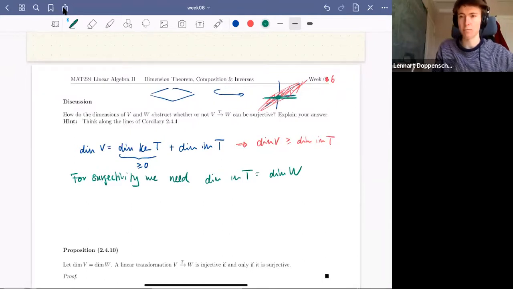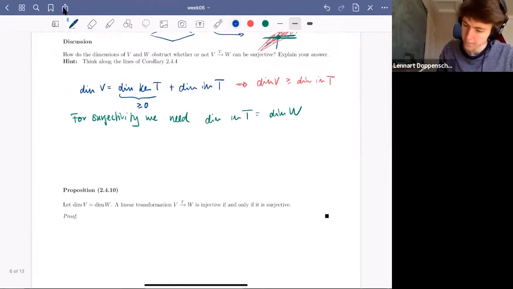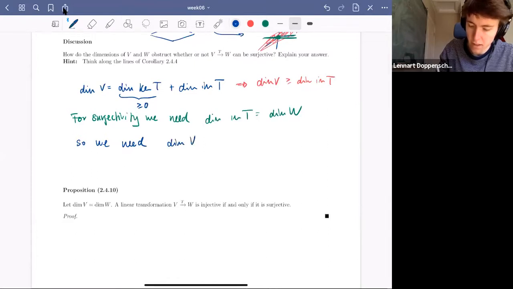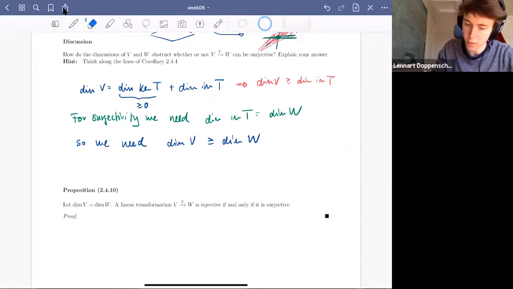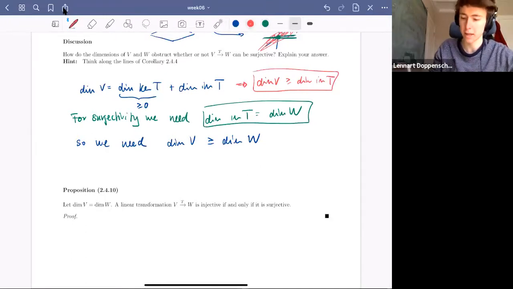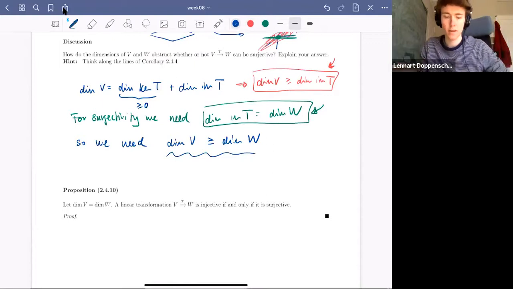We know that the dimension of V is always bigger or equal than the dimension of the image of T. But we want for surjectivity that the dimension of the image of T is equal to the dimension of W. So we need that the dimension of V is greater or equal to the dimension of W. If you connect these two equations, this one is always true, and this is what we want, and then we would naturally get that this has to be true. Any questions?